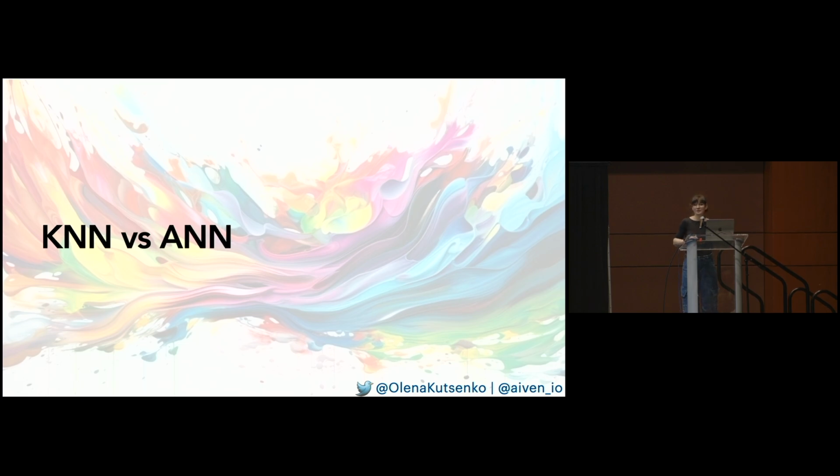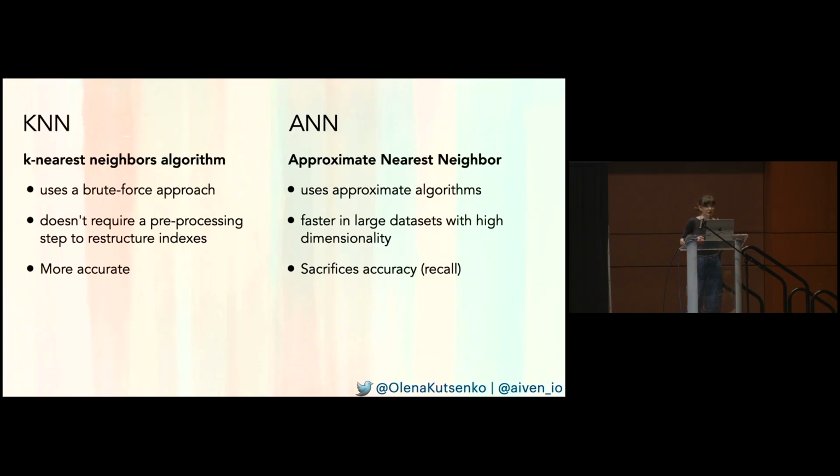k nearest neighbor is a brute force algorithm. We take the vector and we compare it to everything else in the database. So this is not optimal, because it really depends on how many items you have in the database. The more items you have, the slower it will potentially be, and the more you will have to wait for the response. That's why usually we don't use KNN as it is.